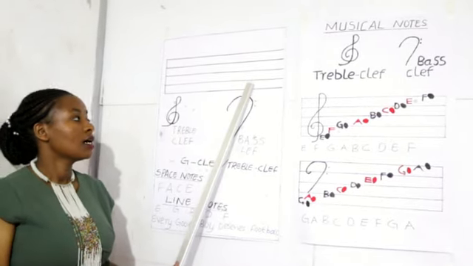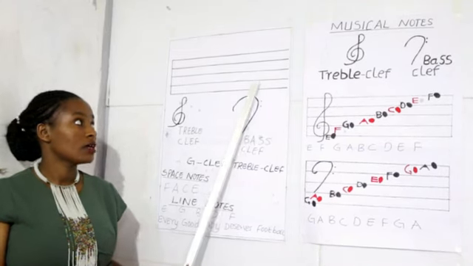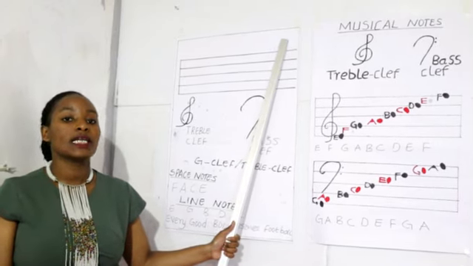But when you go to the instrument, we have instruments that have got more than 5 lines. That one we call the ledger line.